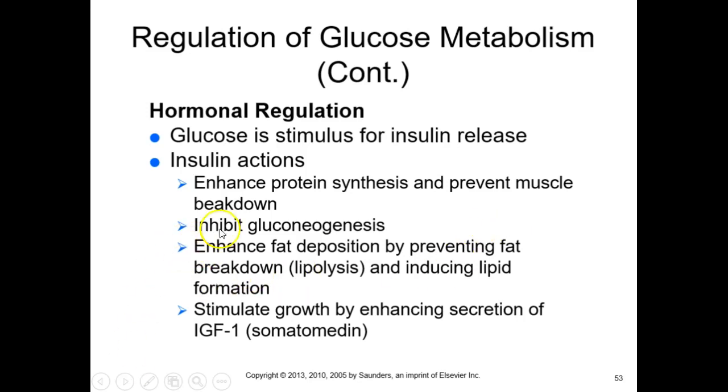It's also going to inhibit gluconeogenesis, formation of new glucose, and it's going to enhance fat deposition by preventing fat breakdown, which is lipolysis. Break these terms down and make them make sense to you because they translate.